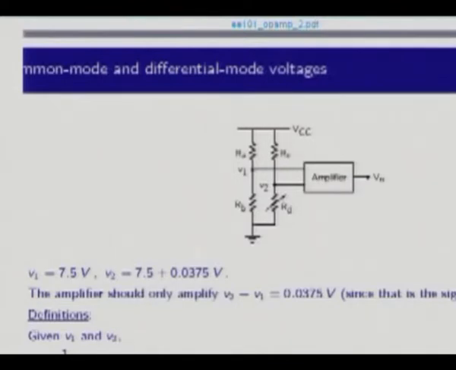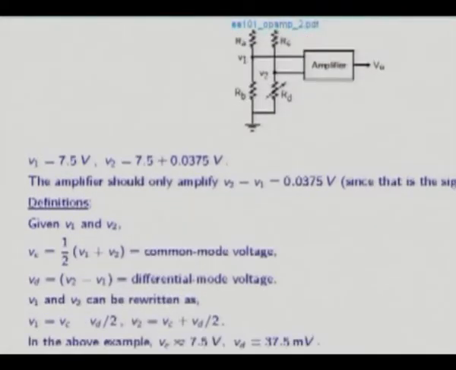So now at this point we need to define a few things. What is the common mode voltage defined as? It's half of V1 plus V2. In this case, V1 and V2 are nearly 7.5 volts, and if you take half of that, you will get approximately 7.5. VD is the differential mode voltage, and that's the difference between V2 and V1. In this case, that is 0.0375, or 37.5 millivolts. So these are the definitions. The common mode voltage is defined as (V1 plus V2) by 2, the average of the two. Differential mode voltage is defined as the difference between the two.